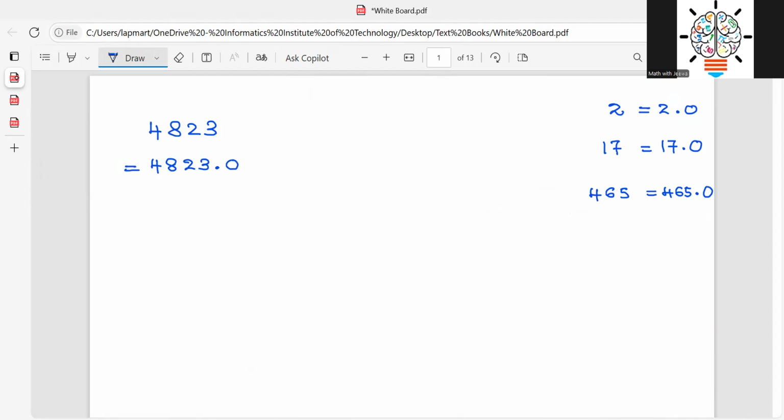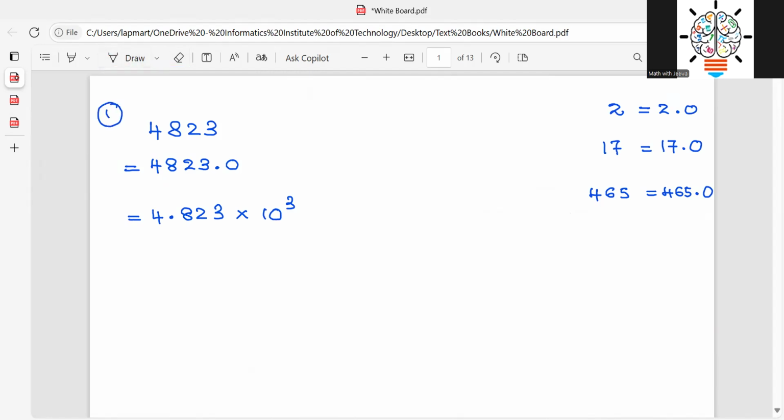How can I do that? I move the decimal point like this, so it will be 4.823. Is it a number between 1 and 10? Yes. How many steps did I move? I moved 3 steps. In the exam you don't show the arrows like this, even though I showed them for your easy reference. So this is the first example.